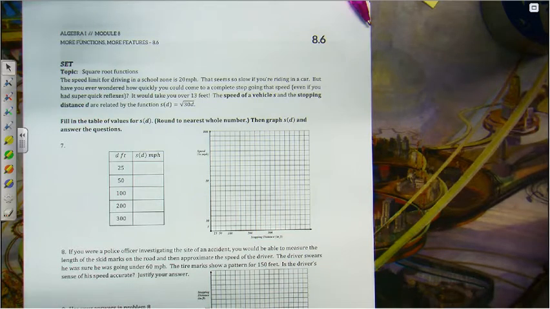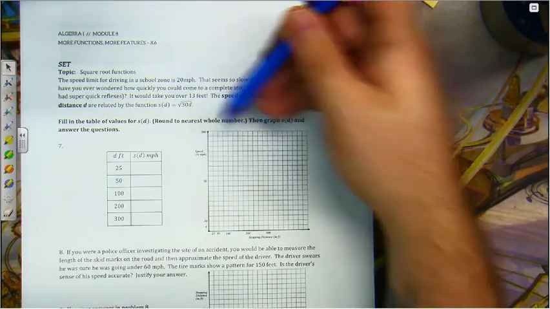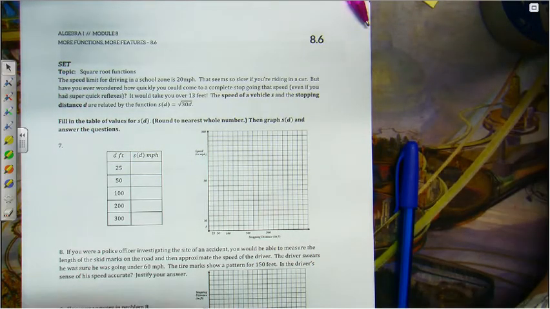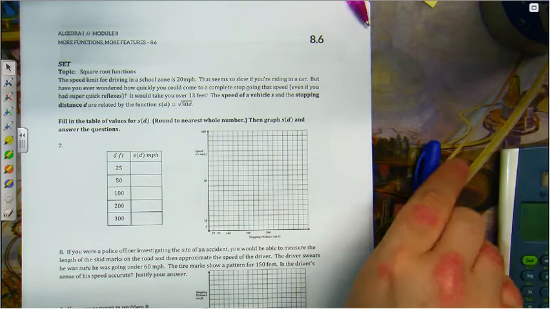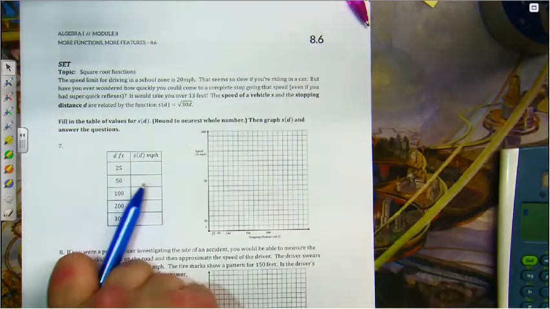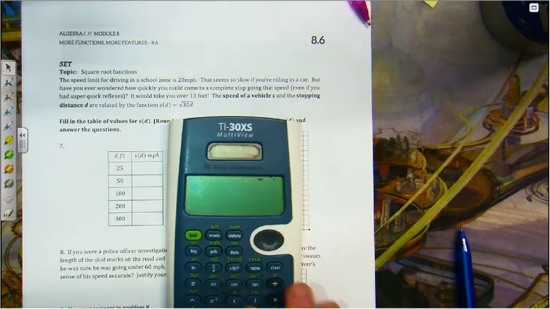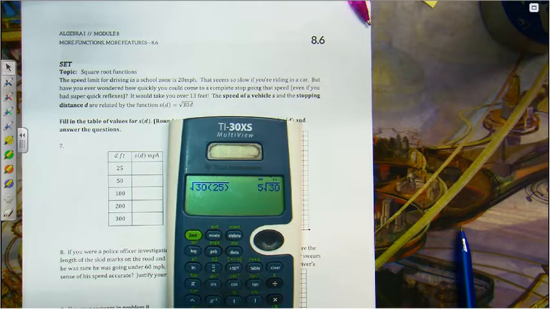The speed of a vehicle and the stopping distance d are related by the function s of d equals the square root of 30 times d. Okay, so this is a real-world mathematical application problem. So let's go ahead and fill in the table of values and see what happens. So for this one, we're gonna have 25 as our d, so we need to plug it into our equation here. So let's go ahead and do that. So we're gonna have the square root of 30 times d, which is gonna be 25. And when we do that, that's 5 root 30, but I wanna know exactly how much that is, because I'm gonna have to graph this.